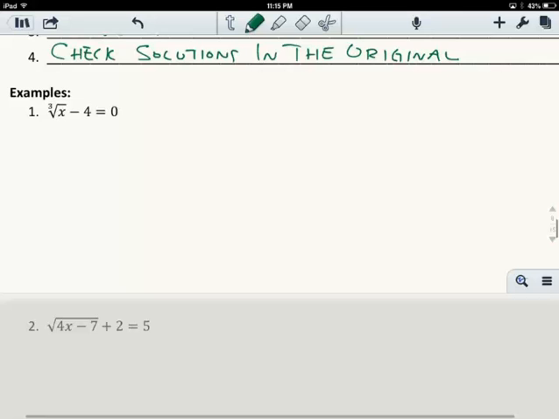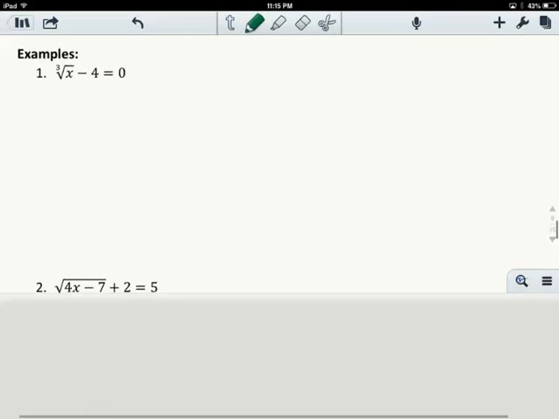Starting with number 1, we have the cube root of x minus 4 equals 0. So following along with our steps, we want to get our cube root here all by itself. To do that, you're going to go ahead and add 4 to both sides. And you'll end up with the cube root of x equals 4.